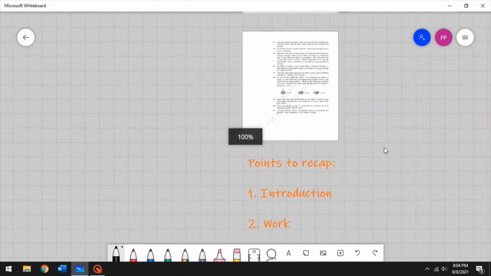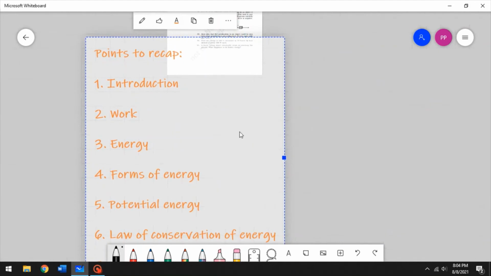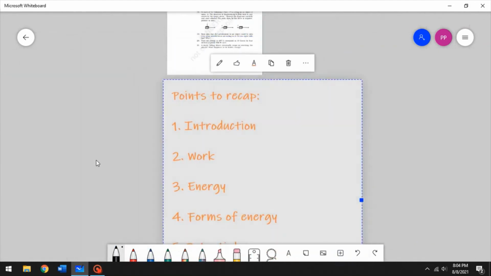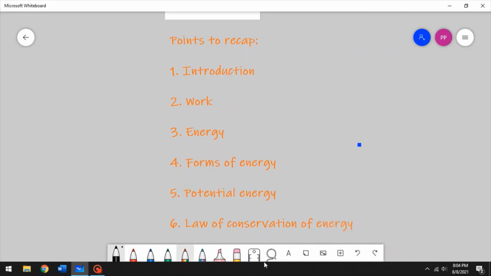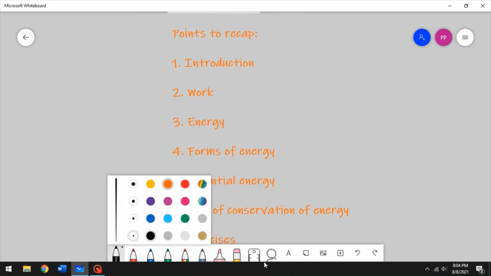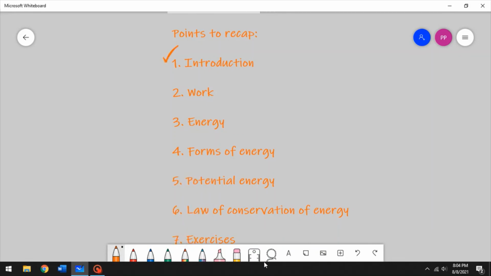If I can zoom out, I would like to. Okay, cool. So we started with the introduction. We looked at many situations. We talked about whether a certain situation is considered work or not. We talked about 2 sets of situations, one in which force was 0, one in which displacement was 0. And then we said that all these situations are not considered work because the scientific definition of work is that in a situation work is said to be done if there is a force that is applied on an object and if that object moves in the direction of the applied force.